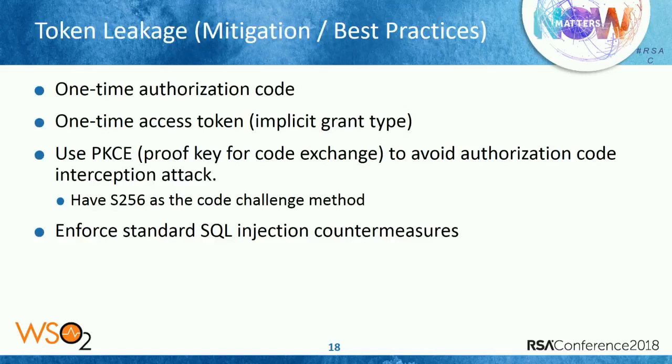Use a one-time authorization code. If the authorization server sees the same authorization code more than once, it has to discard all the tokens issued against that particular authorization code. If you use the implicit grant type, you can use one-time access tokens, because in the implicit grant type, you get the access token in a URL fragment. So that means it's in the browser history. But if you make it one time, then your application will read it, and when it uses it for the first time, it will get invalidated. Use PKCE and also enforce standard SQL injection countermeasures to protect data at rest.